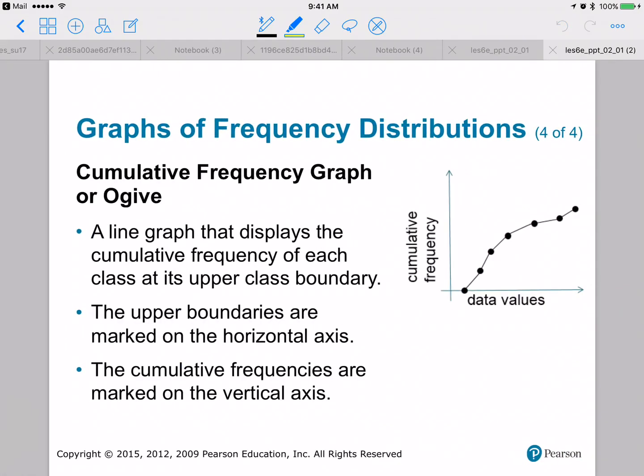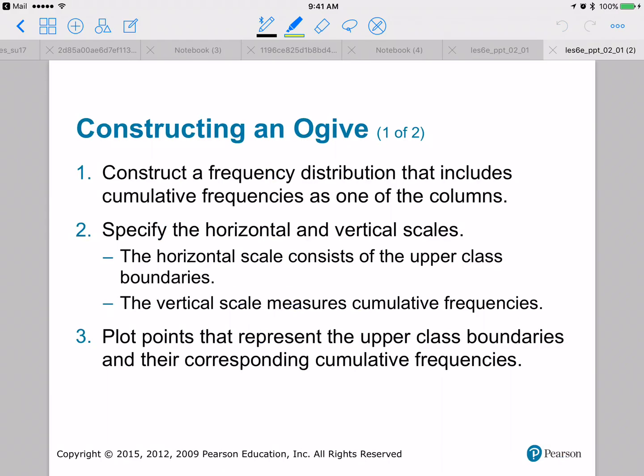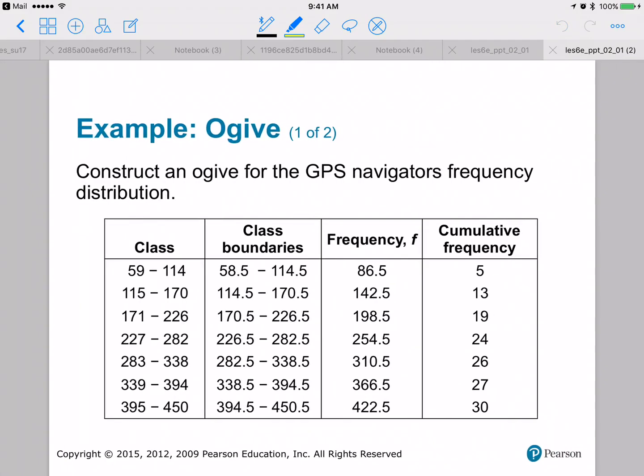Okay. Similarly, you can do a cumulative frequency graph, polygon, or Ogive. Okay, so a line graph that displays the cumulative frequency of each class at its upper class boundary. That's the key thing here: your vertical scale is going to keep track of the cumulative frequency. For the horizontal scale, you're actually going to use the upper class boundaries, okay? So we're not going to use the midpoint. You're going to use the upper class boundaries. So I'll let you read that, but you can look and see. We're going to use our upper class boundaries as our horizontal scale.